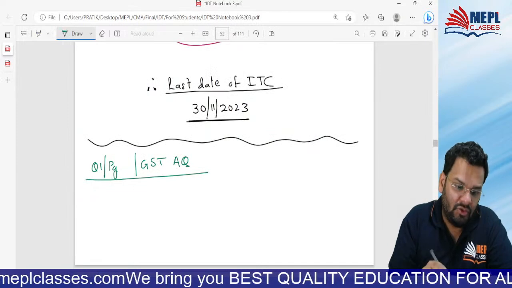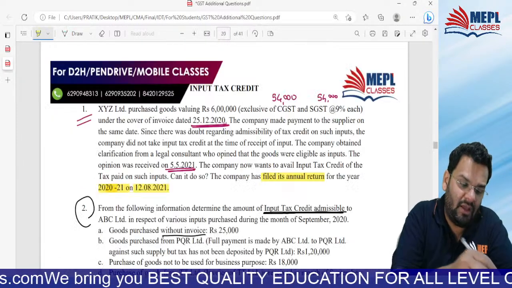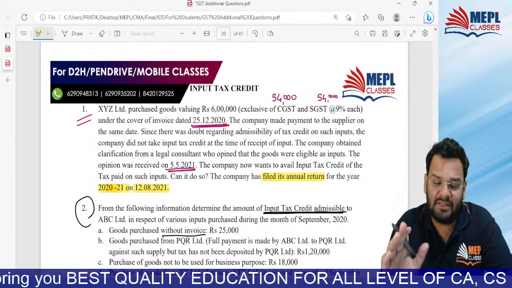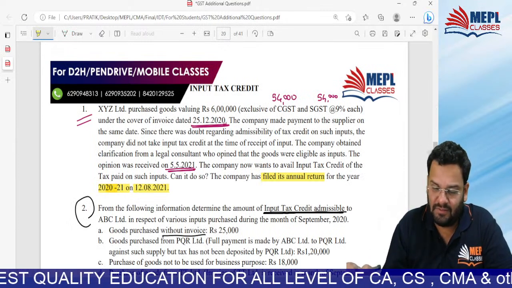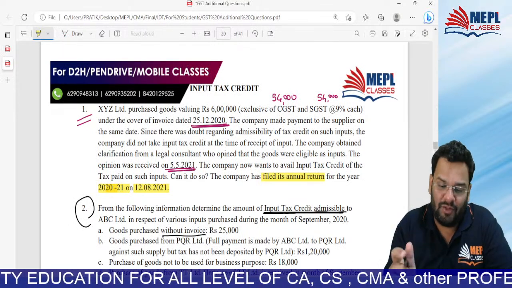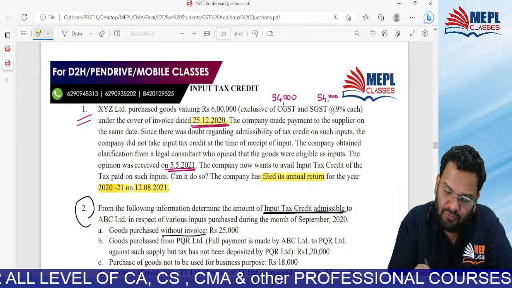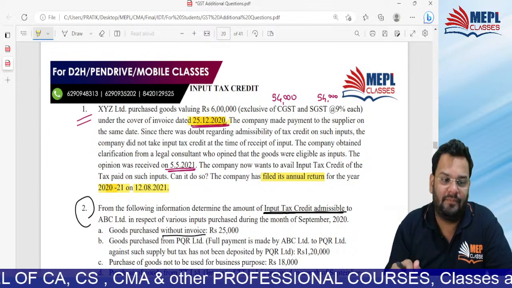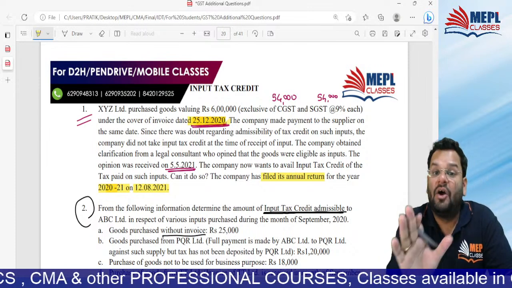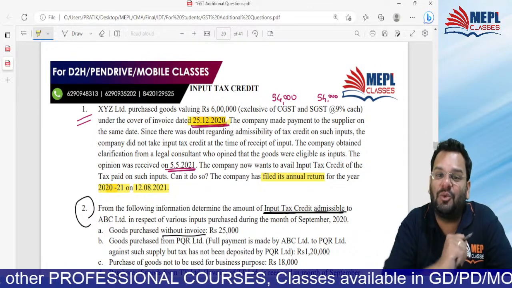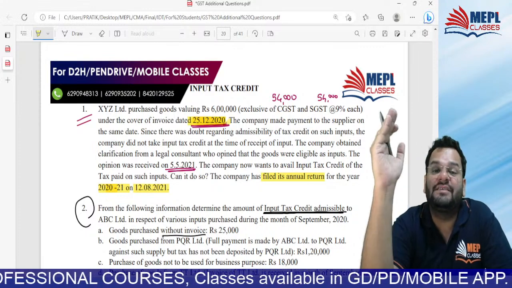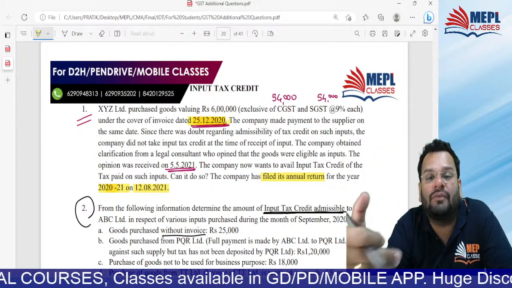Okay. So what is the date of invoice? What is the date of invoice in this case? Date of invoice is 25th December 2020. Yes. For 25th December 2020 invoice, what would be the last date of claiming ITC?